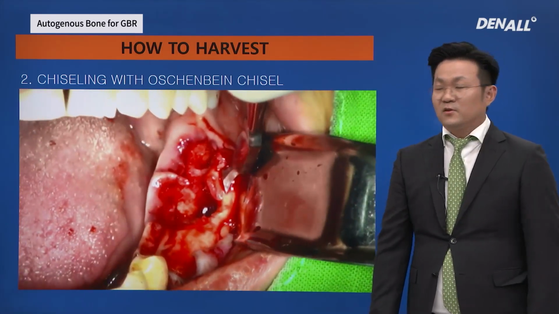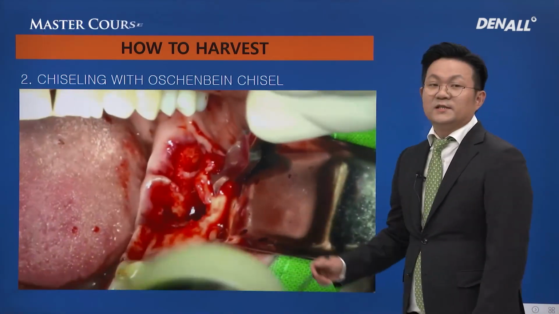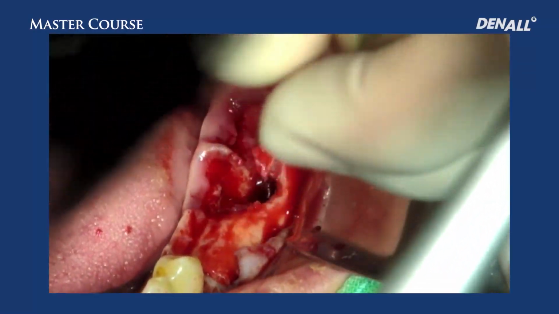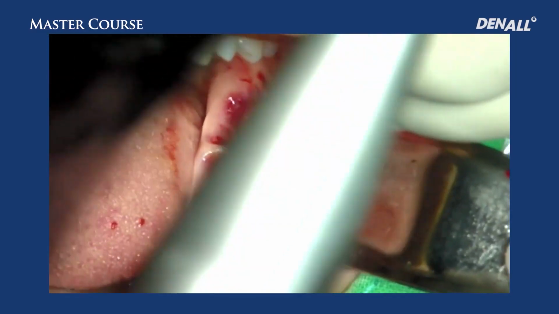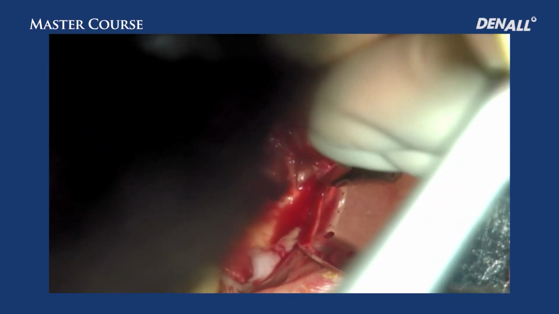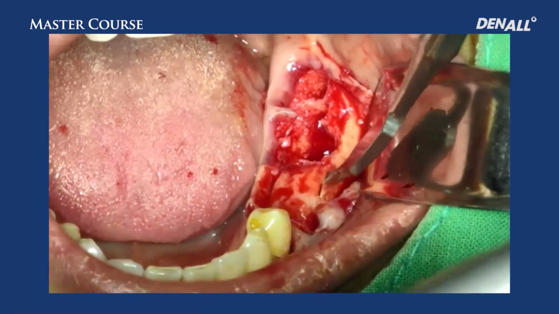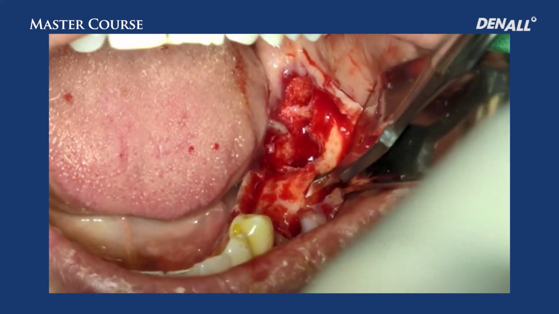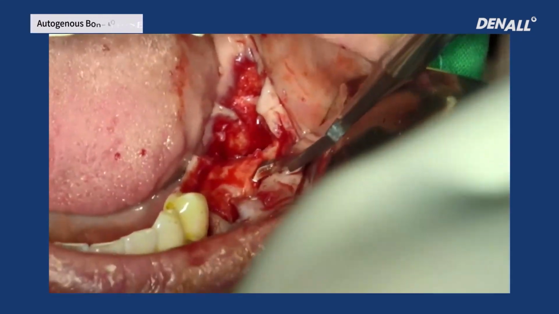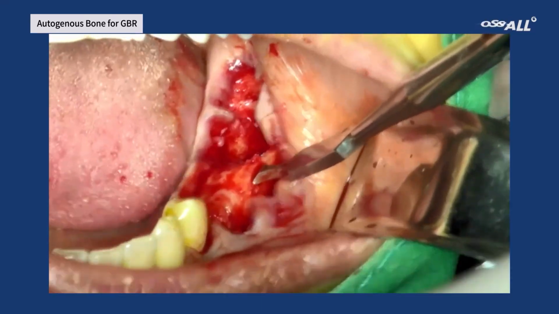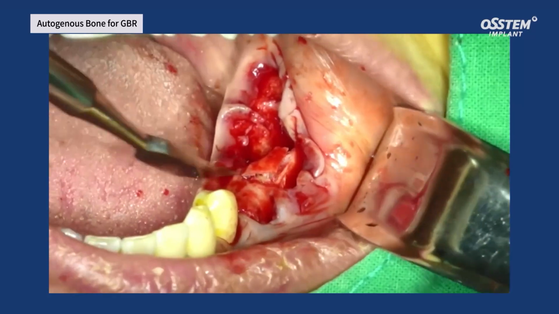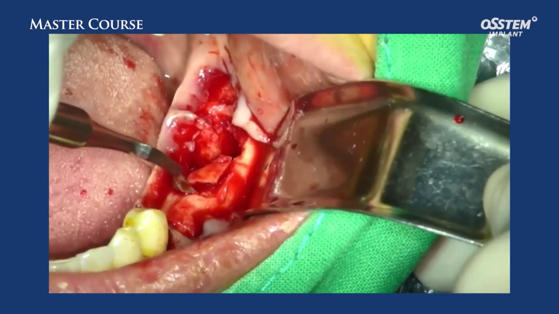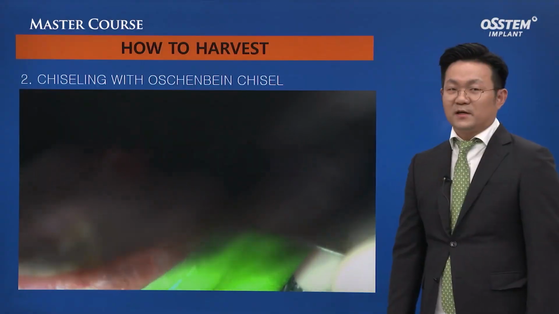The second, we can use a chisel to cut bone where bone is protruded. In this patient, the opposing tooth was extruded, and there was not enough space between the implant prosthesis and the opposing tooth, so the bone had to be cut off anyway. Using an Ochsenbein chisel, the bone is malleted and cut off in pieces. The patient would feel some pressure, but you can get much more bone than by scraping.